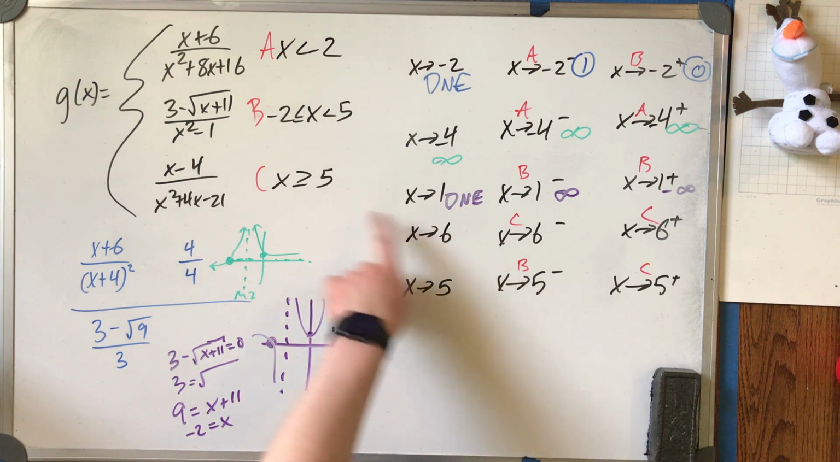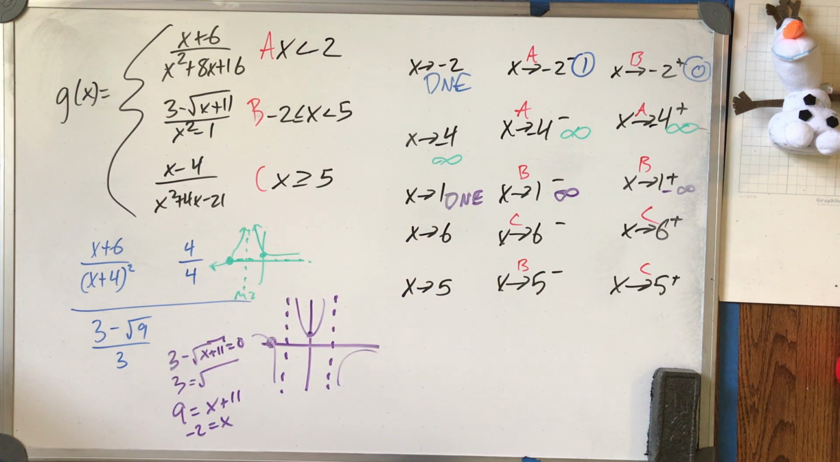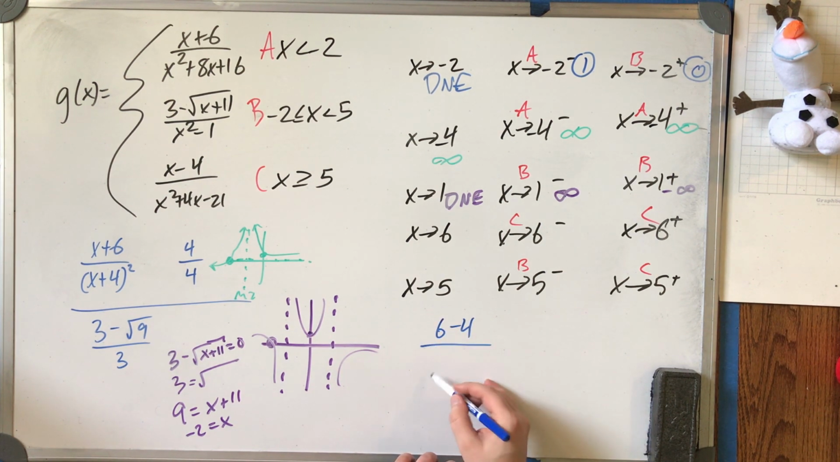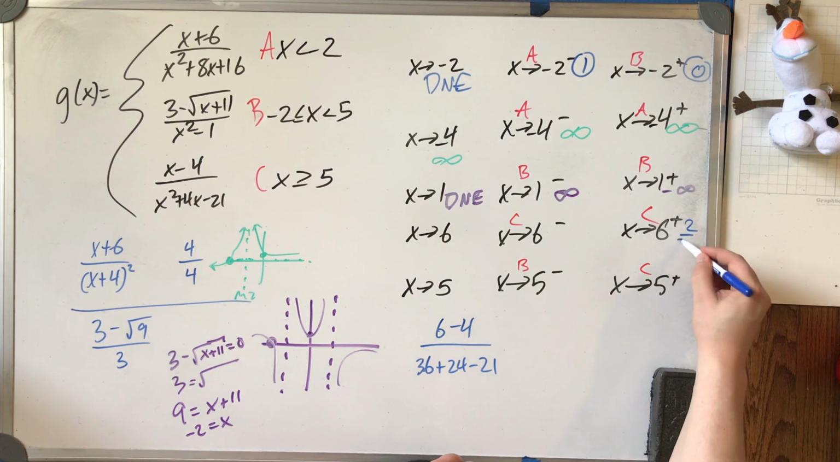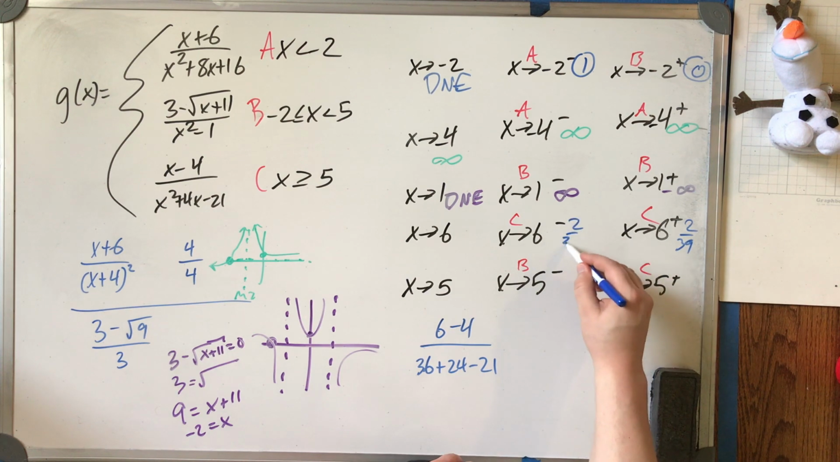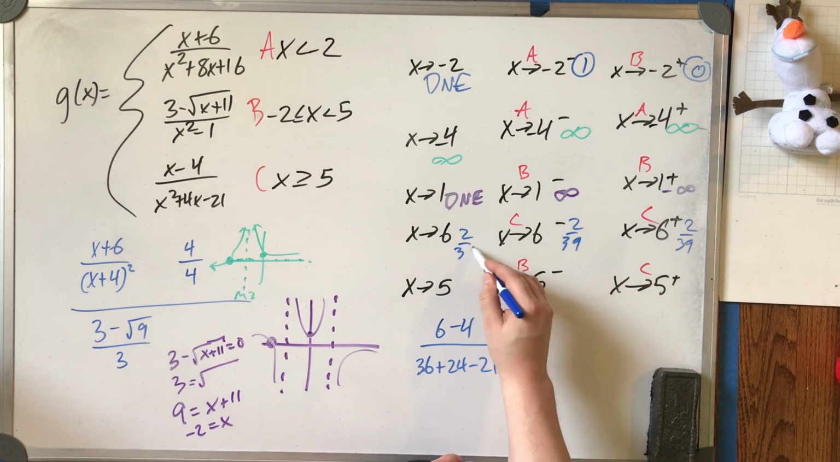For 6, it's very firmly in C, so I'm just going to try direct substitution and see if that works. I don't know if it does or not, but I'll get 6 minus 4 over 36 plus 24 minus 21. I don't think that's going to cancel out. Let's see, when I do all of that fancy math, I think that's just going to be 2 over 39. And since we were able to direct substitute, that is going to be the answer for all 3 of these, okay?